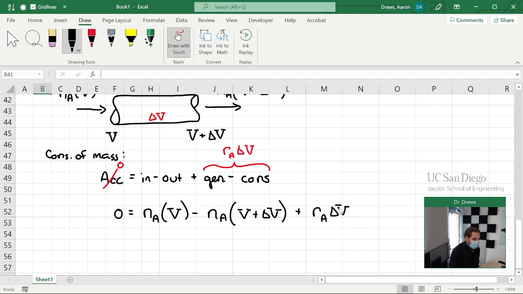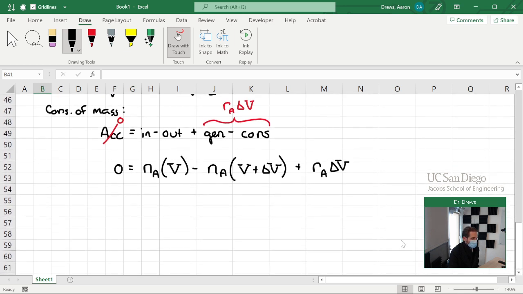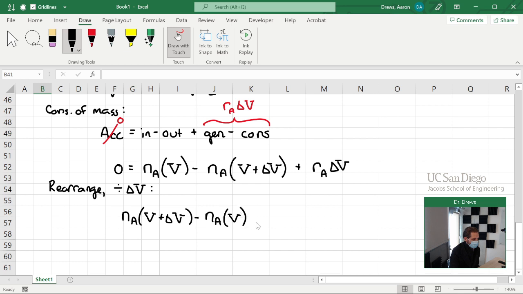And now we play games until we can get back to that definition from calculus. So if we rearrange a little bit, and if we divide by delta V, then we'll get Na at V plus delta V minus Na of V is equal to Ra. If we divided both sides by delta V, then the delta V that's next to Ra would go away, and we would get a delta V over here.